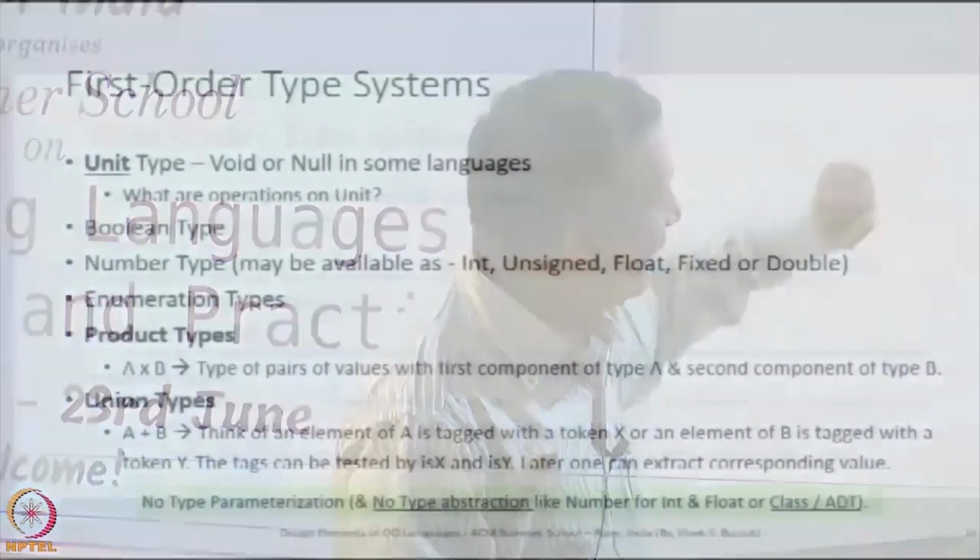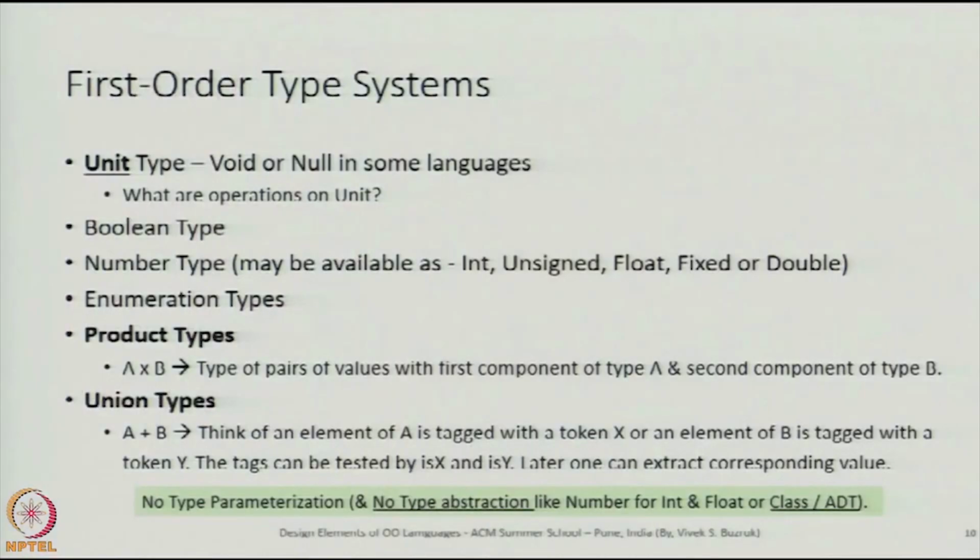Now here I am saying it is a very simple way to define the semantics of this first order type system, okay. And for the second order, you definitely require certain other things. So there is no type parameterization, there is no type abstraction like number for int or float or class. You are not mixing this, or class is not there, then in that case it is basically a first order system, okay.